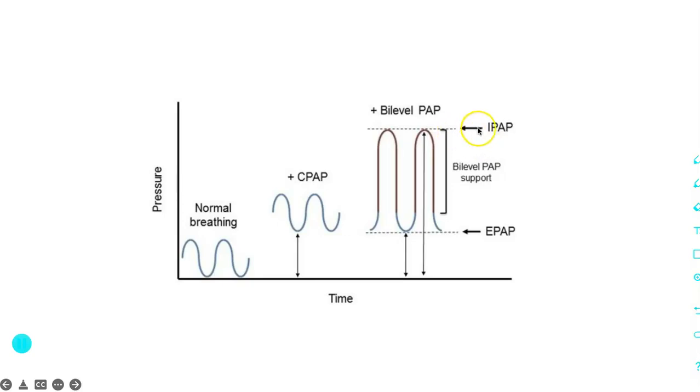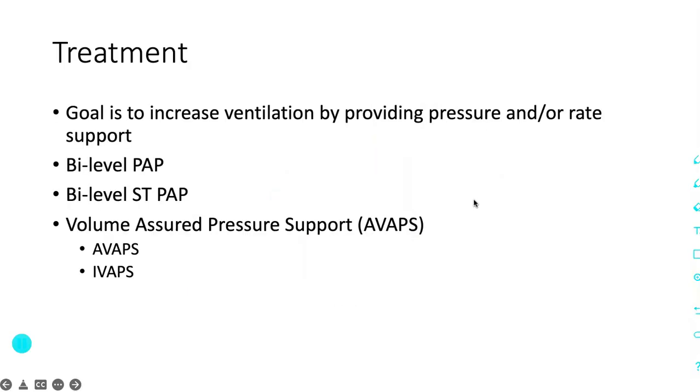For the BiPAP, we have two levels of pressure, a higher inspiratory positive airway pressure and a lower expiratory positive airway pressure, and the difference between the two is called the pressure support, or delta P, or driving pressure. The higher the pressure support, the higher the tidal volume, and the higher the ventilation will be. So the treatment option for a hypoventilation disorder is to provide a pressure or a rate support.